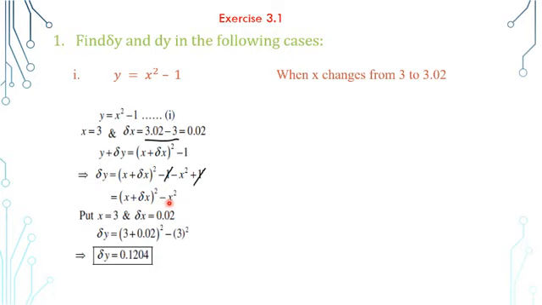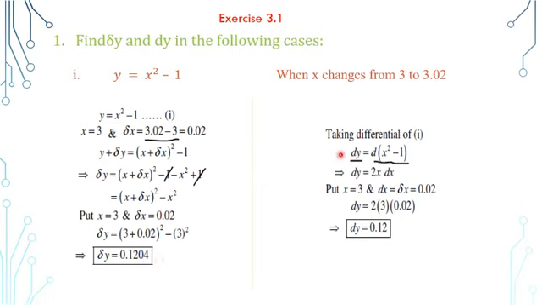What is the value of x? The value of x is 3 and the value of del x is 0.02. 3 plus 0.02 whole square minus 3 whole square, and we have del y is equal to 0.1204. Now differential, dy is equal to differential of x square minus 1.